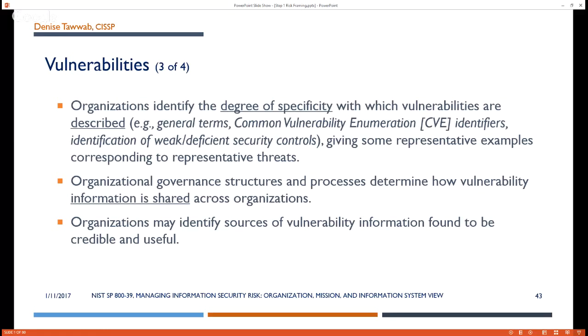You want to identify the degree of specificity with which your vulnerabilities are described. For example, you can describe them in general terms. You can use CVE, Common Vulnerability Enumeration identifiers, or identification of weak, deficient security controls, giving some representative examples corresponding to representative threats. So as part of framing, you want to decide how you are going to describe the vulnerabilities. Organizational governance structures and processes determine how vulnerability information is shared across the business. Organizations may identify sources of vulnerability information that are found to be credible and useful.